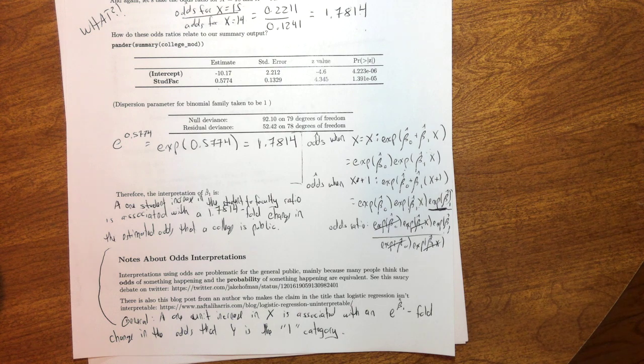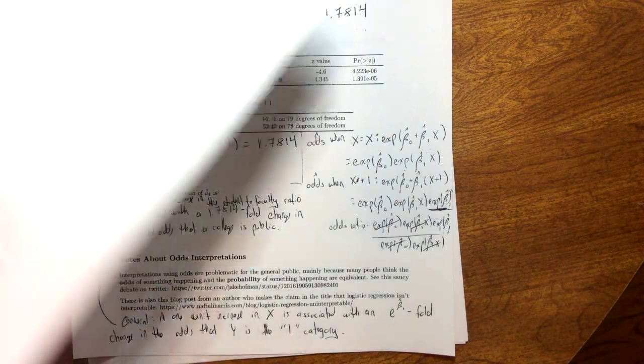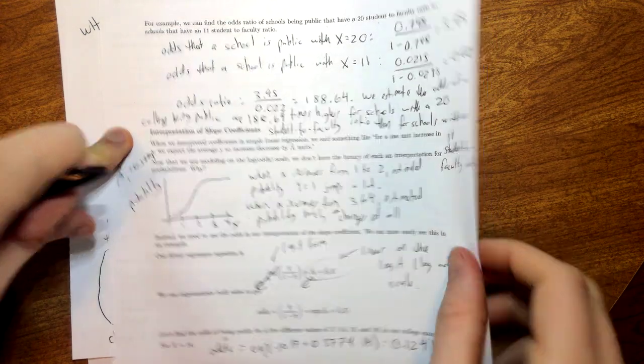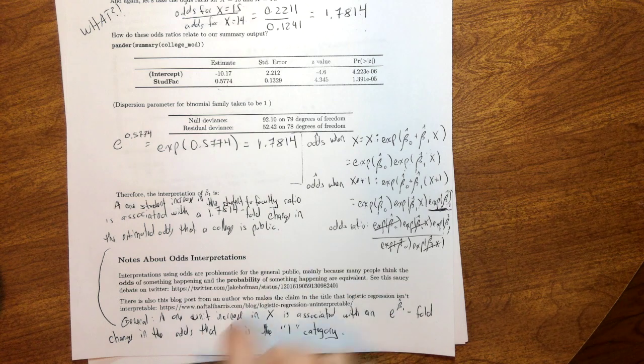If this doesn't feel as satisfying as our other interpretation, that's totally fine. And by our other interpretation, I mean the one that we had for multiple regression. This interpretation in terms of the odds is a little bit strange, and we're going to get into that a little bit in the next video that's going to talk about these notes about odds interpretations and why they're not exactly intuitive to most people, at least.